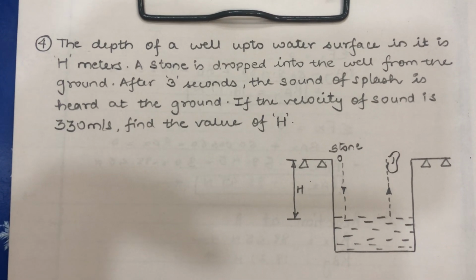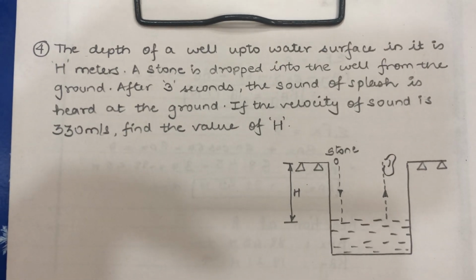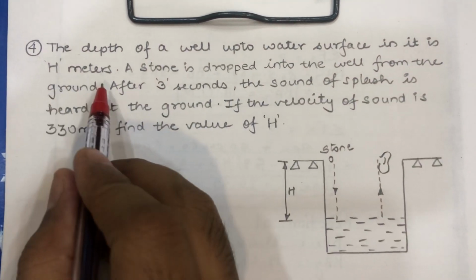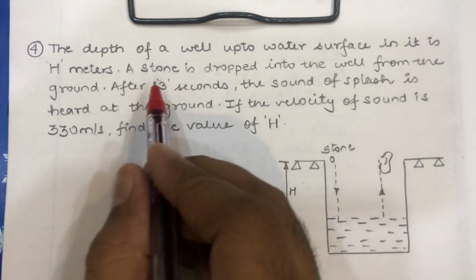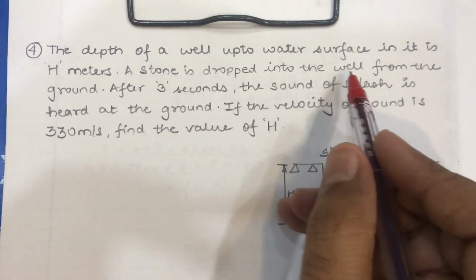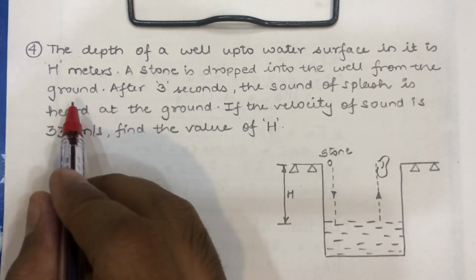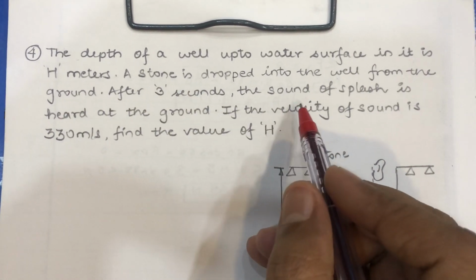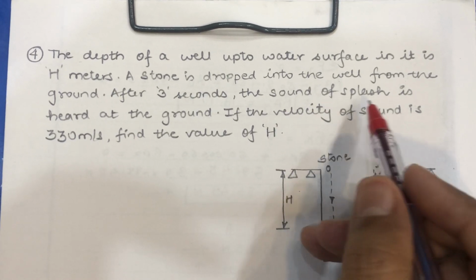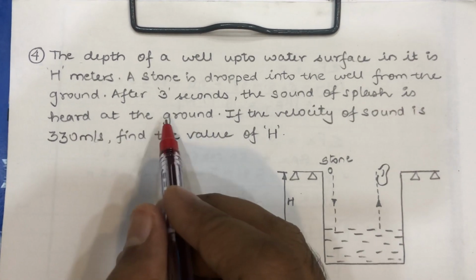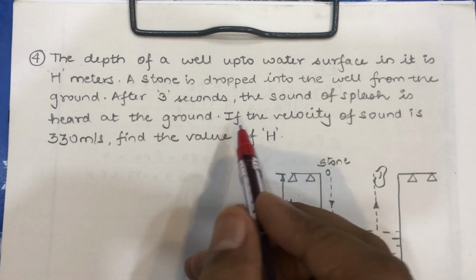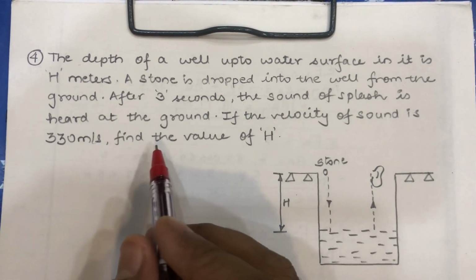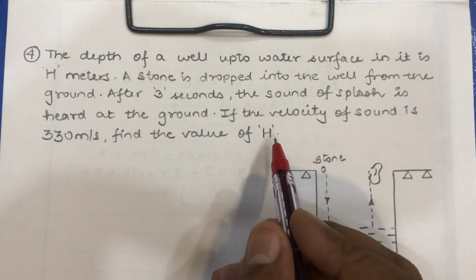The depth of a well up to the water surface in it is h meter. A stone is dropped into the well from the ground. After 3 seconds, the sound of the splash is heard at the ground. If the velocity of sound is 330 meter per second, find the value of h.